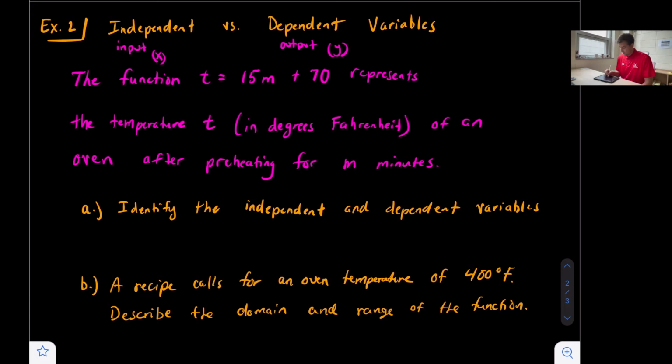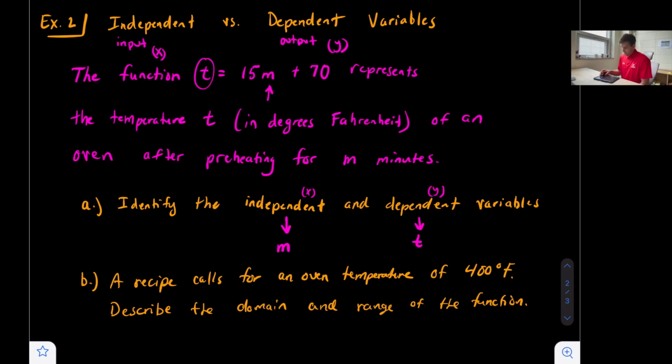So we want to identify the independent and dependent variables. Remember, independent would be like our x value, dependent would be our y value, independent input, dependent output. Our dependent variable is the one that's going to depend on the independent variable. So in this case, our dependent variable will be T, and our independent variable will be m. Whatever your equation is solved for. In this case, our equation was solved for T. That would be our dependent variable. m is being multiplied by 15. That is our independent variable.